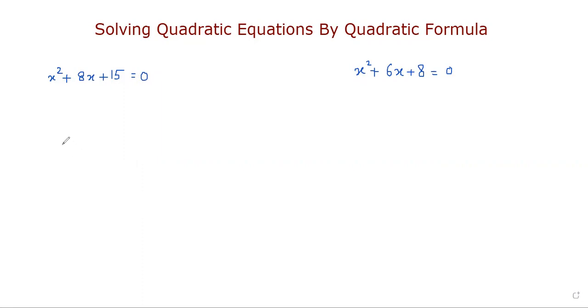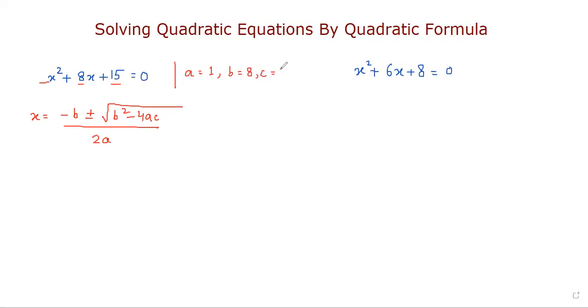First I'll write the formula for solving the quadratic equation. It is x is equal to minus b plus minus square root of b square minus 4ac over 2a. Now what are a, b and c? In the quadratic equation x square plus 8x plus 15 equal to 0, a is the coefficient of x square, which is 1, b is the coefficient of x, which is 8, and c is the constant term, which is 15. So these are the values of a, b, and c.